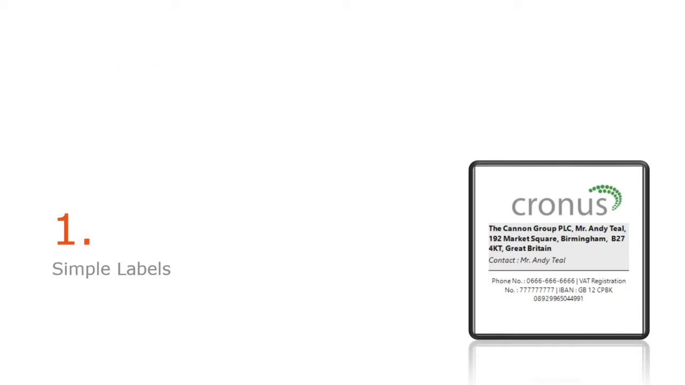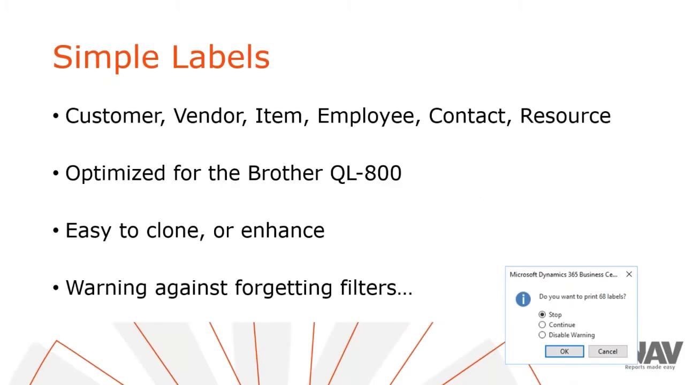So let's start with the simple labels. As I said in the introduction, the simple labels are intended as a starting point of inspiration and to use as an example. Especially in the cloud, it makes a lot of sense to have a template report, as it only requires you to install the ForNAV designer to enhance. So it eliminates completely the step of creating a per tenant extension.